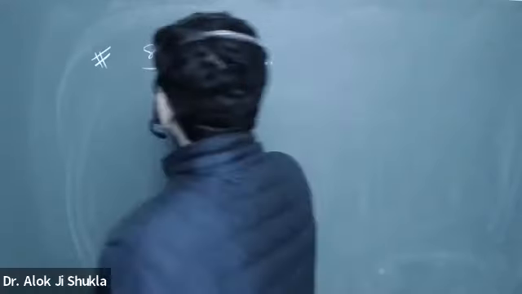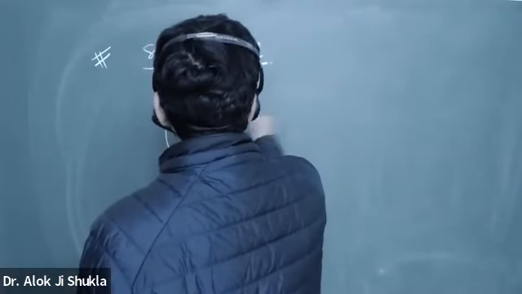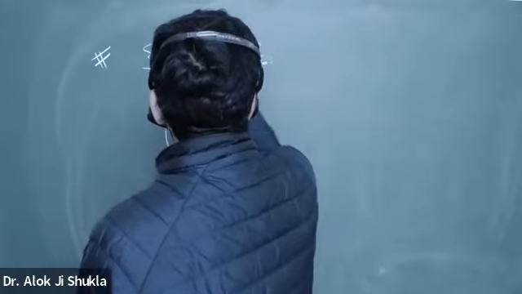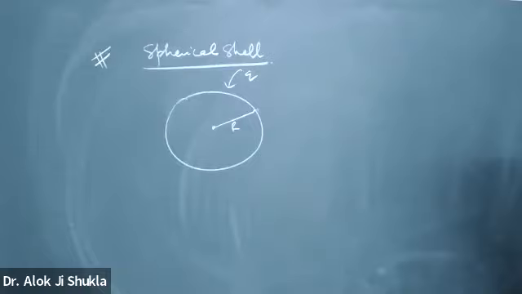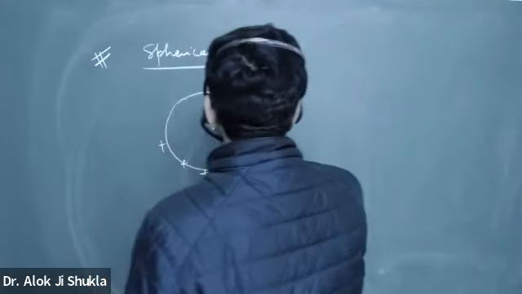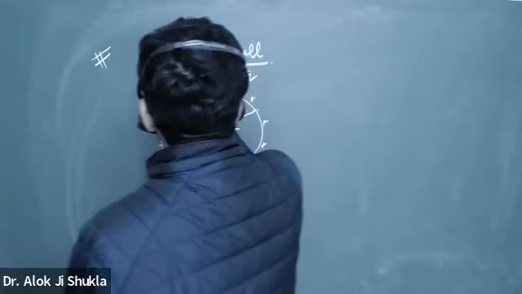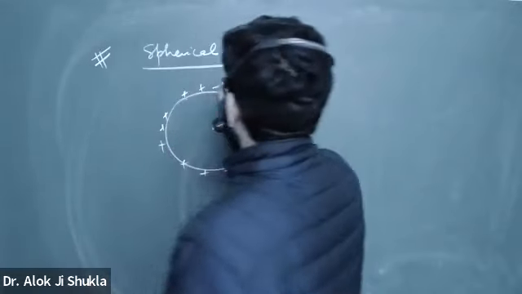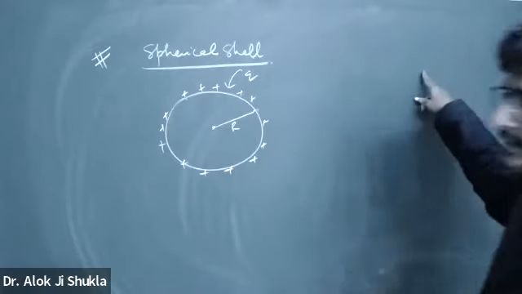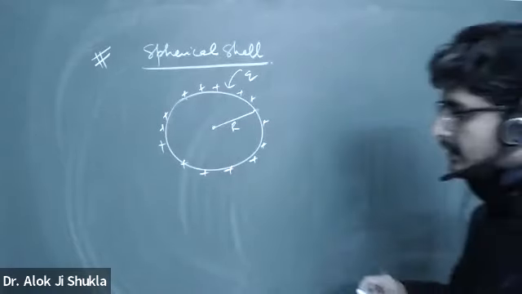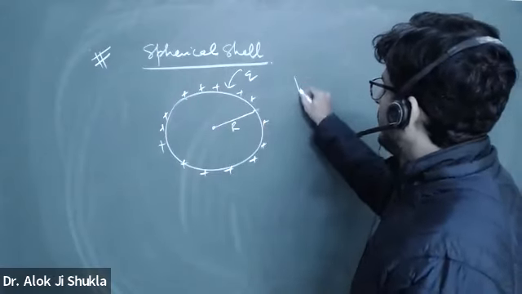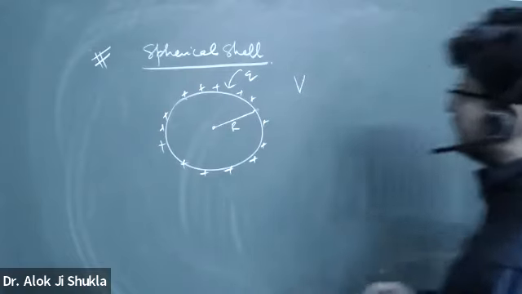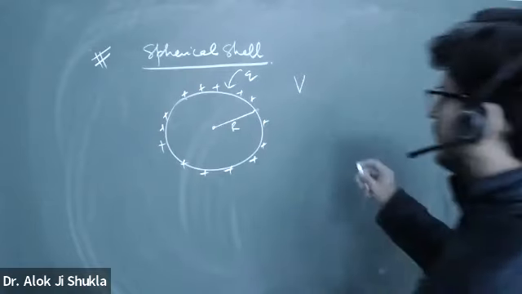So the spherical shell is there, and this is of radius R. Let Q charge be given to this shell, and the charge will spread on the surface. Yes or no? And we will take the reference potential at infinity, which will be 0 for such a system. So what will be V equal to?